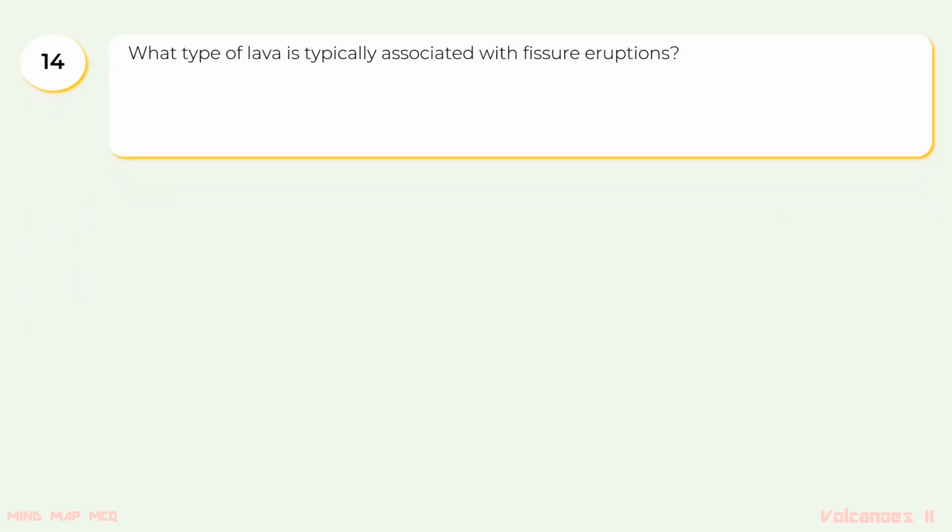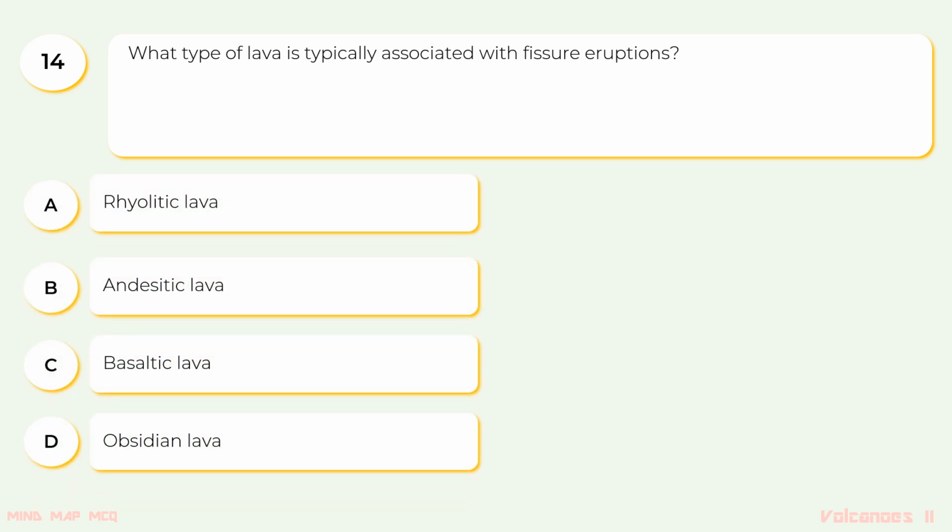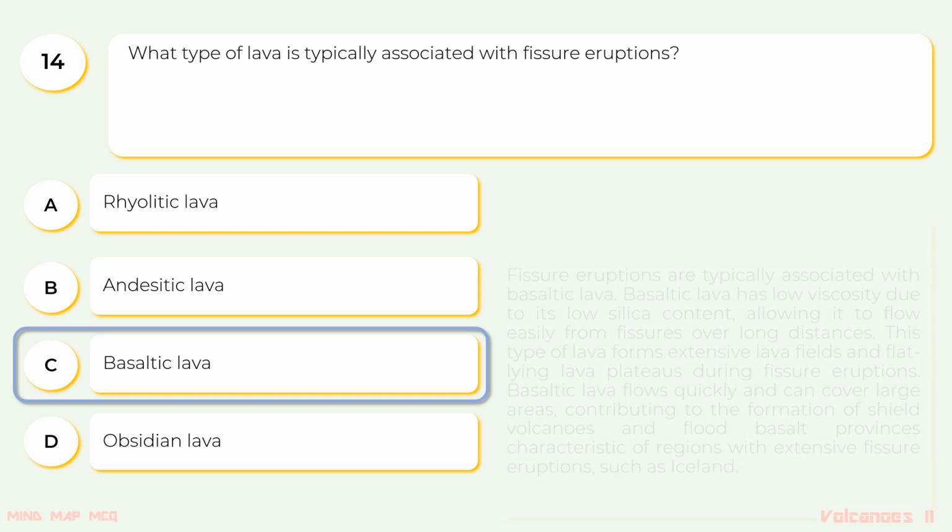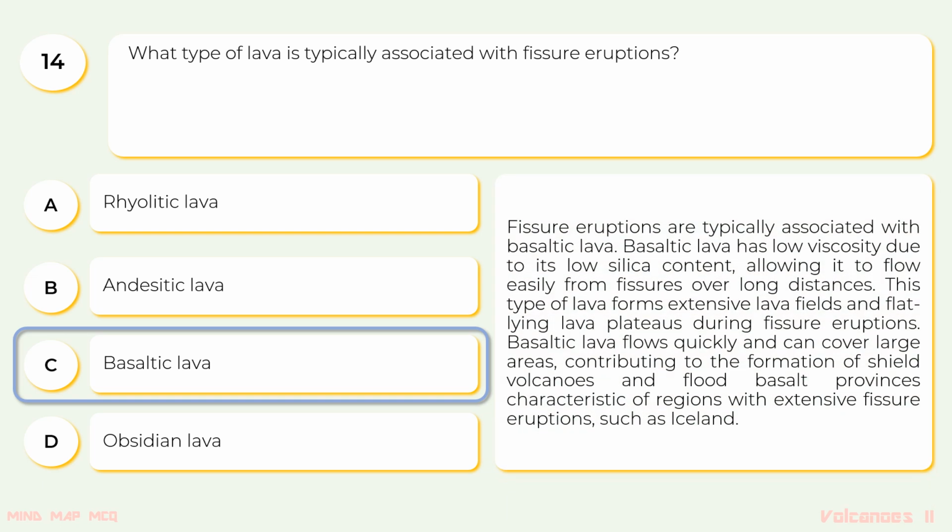14. What type of lava is typically associated with fissure eruptions? The options are A. rhyolitic lava, B. andesitic lava, C. basaltic lava, D. obsidian lava. The correct option is C. basaltic lava. Fissure eruptions are typically associated with basaltic lava.